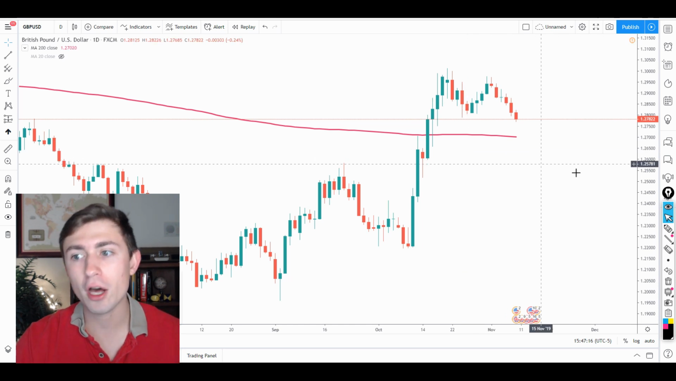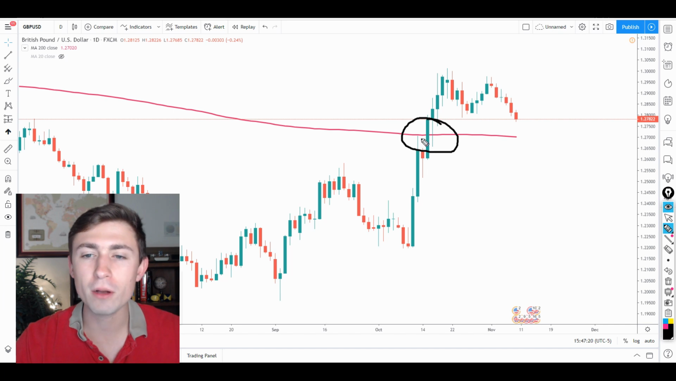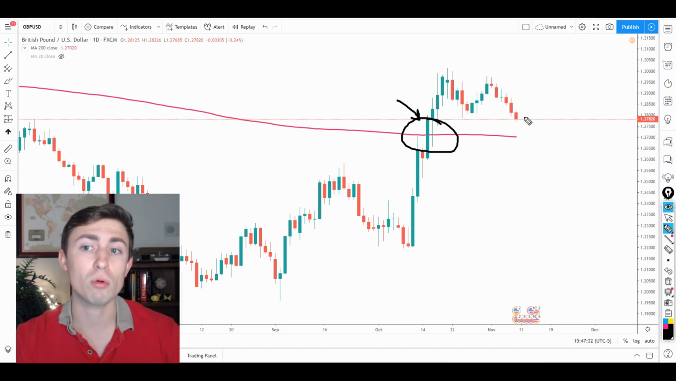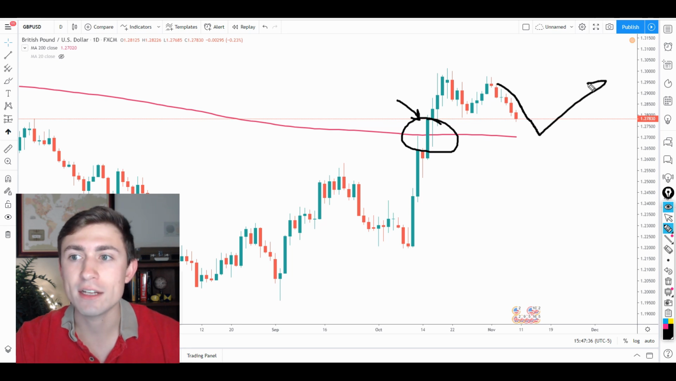But here on pound dollar, we've been mentioning the fact that right here, as price broke above this level, there was a pretty good chance, as price closed specifically above this level, that we could see some continuation, which we have. And now we've entered kind of a consolidation phase. And to me, what we've been talking about even more recently is the fact that the price may be wanting to come back down to test that 200-day.